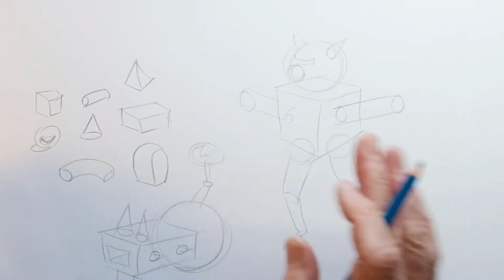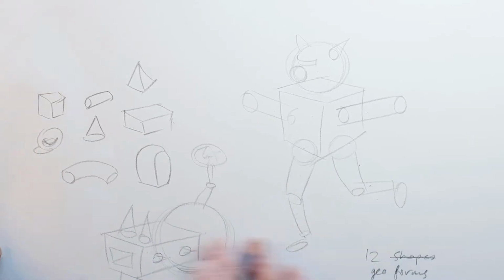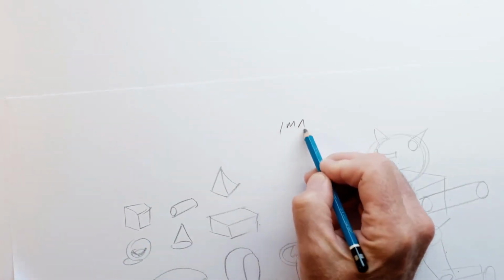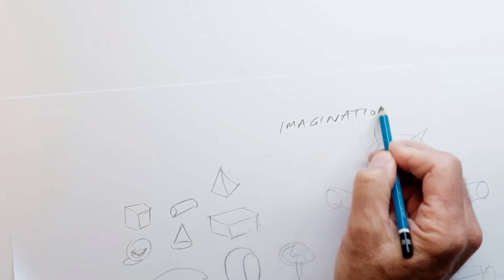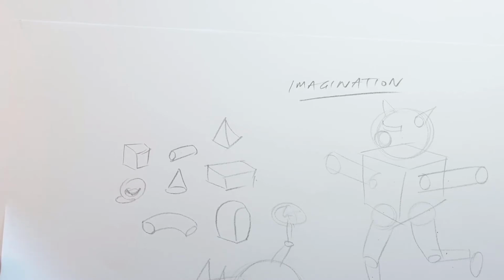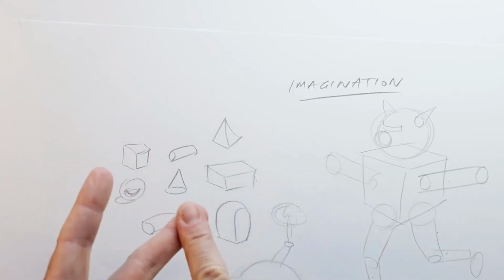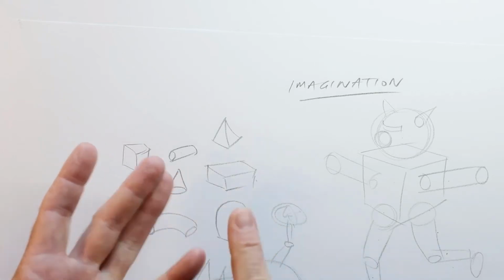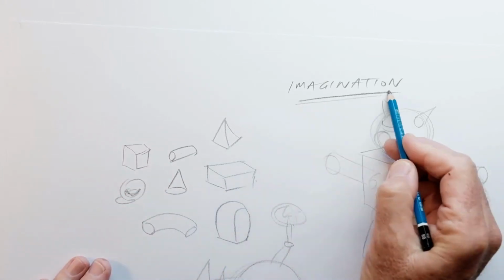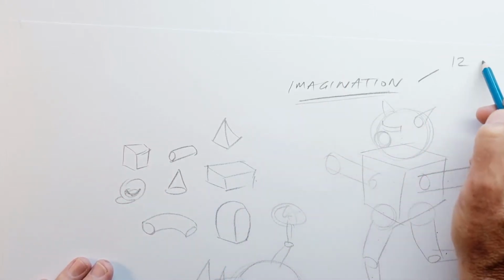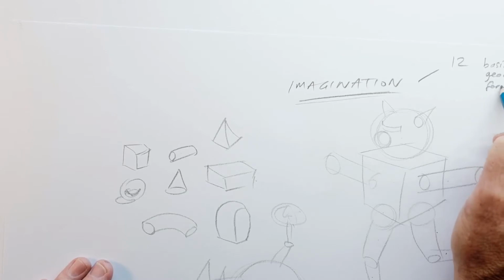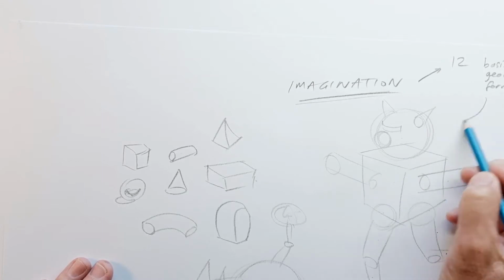All right, so you want to start with something like this. Just make a little bit of a plan from your imagination. Okay? So you're not copying someone else's drawing, you're not copying a character, you're not copying it from a picture or a video. You're using your imagination, using 12 basic geometric forms, to make something complex.